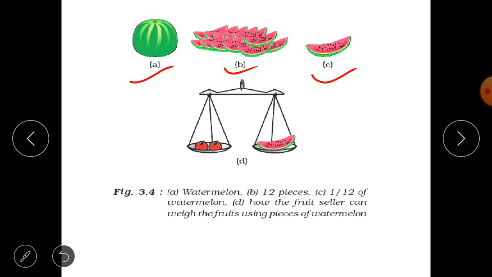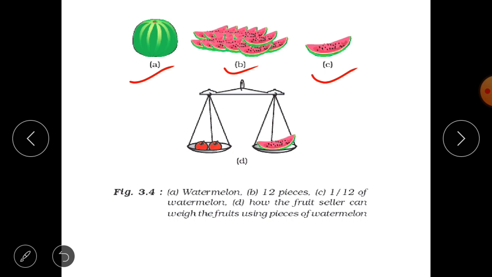Now this fruit seller is very expert in cutting and he has taken out 12 slices out of that watermelon. Each of the slices is of the same size, so all must have the same mass. Now what is the mass of a single slice? I know you can easily tell. It's 1/12 of the watermelon.